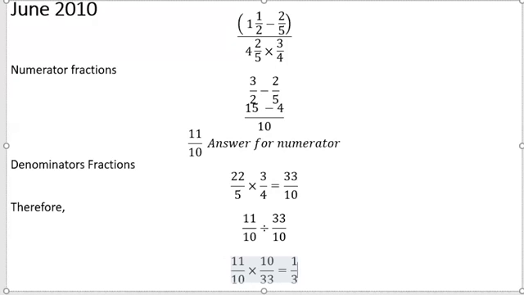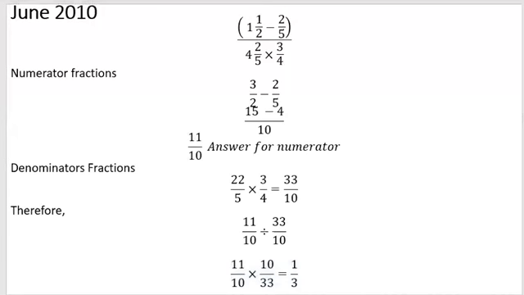2010. So once again, you work the numerator fractions, then the denominator fractions, and we come together to have 11 over 10 divided by 33 over 10.